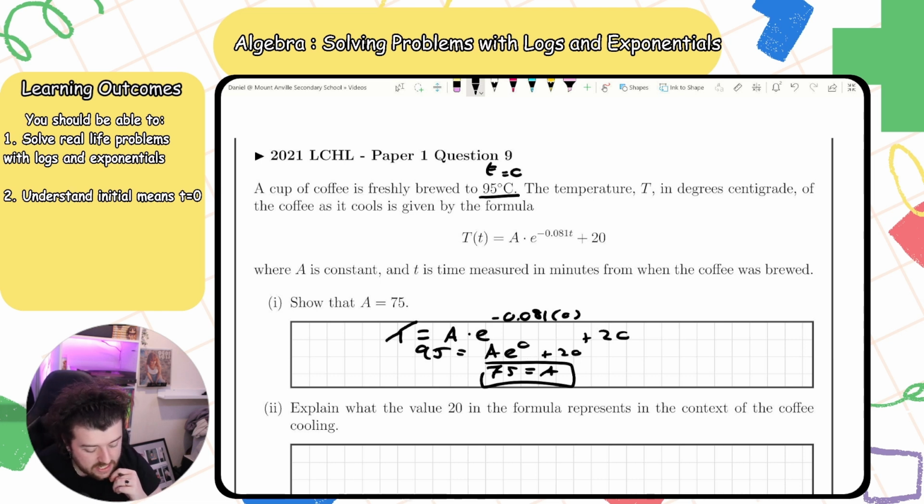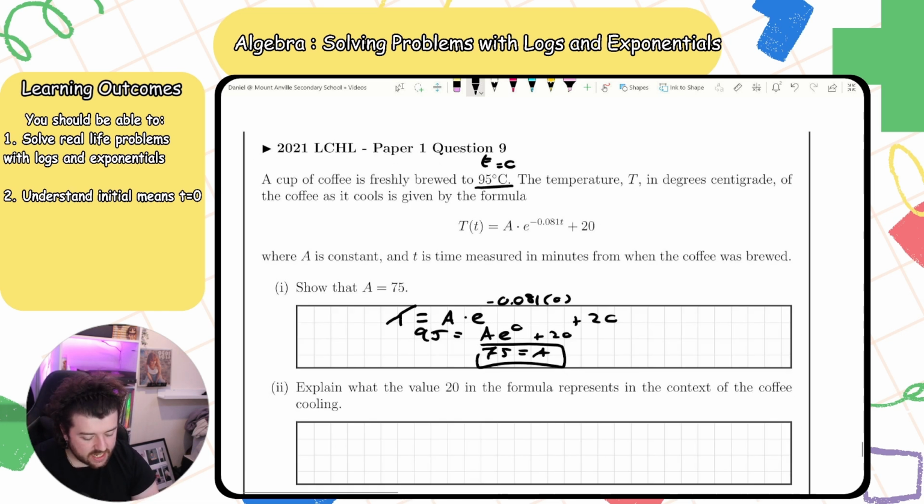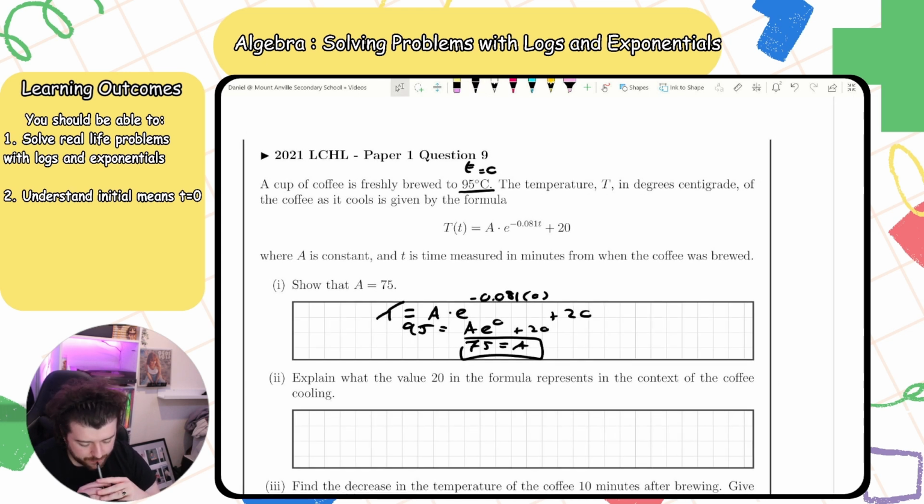Explain what the 20 in the formula represents in the context of the coffee cooling. So what does that mean in the context of the coffee cooling?